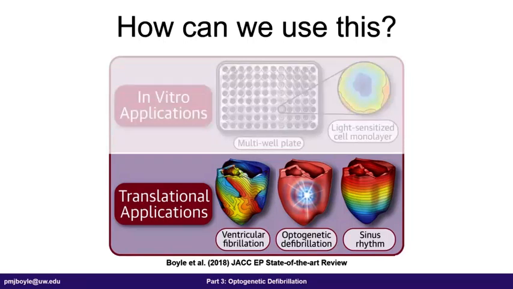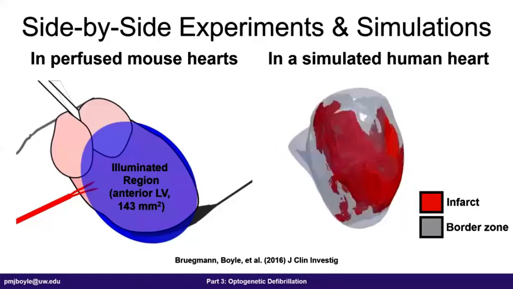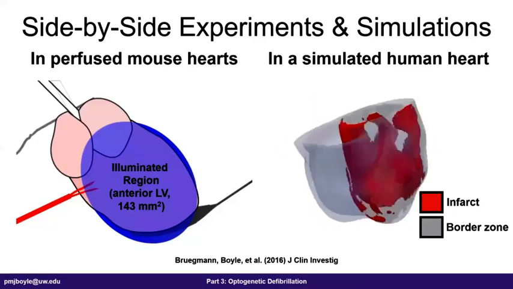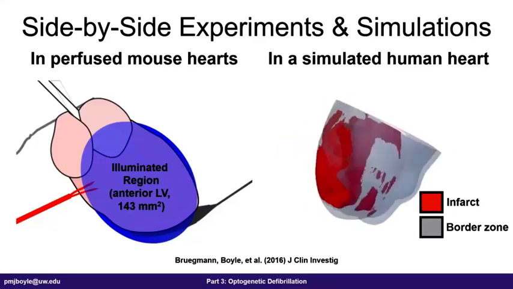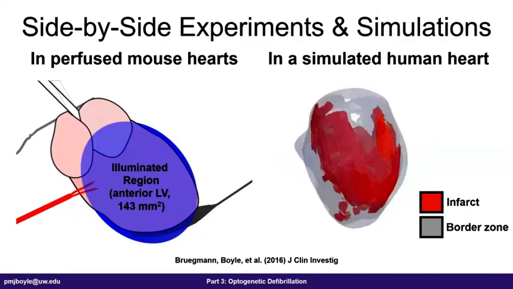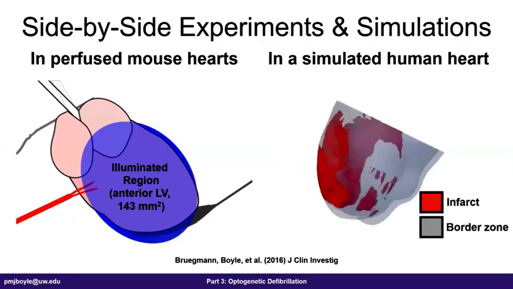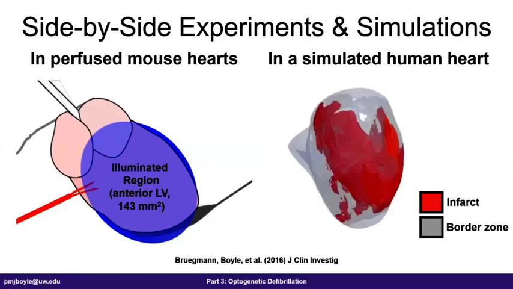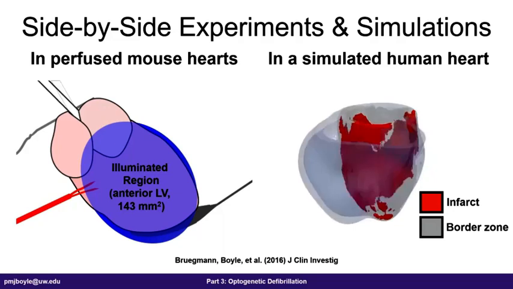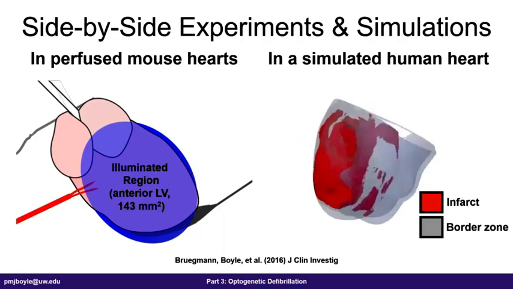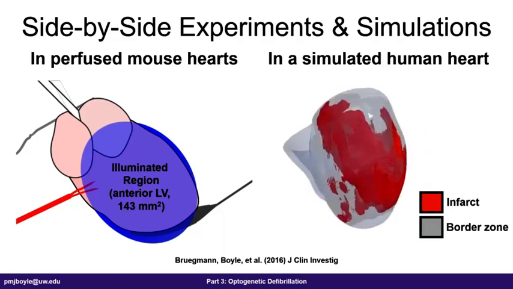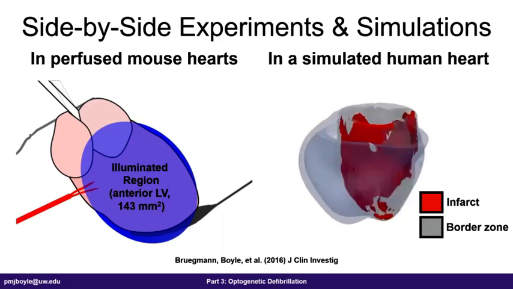My favorite is the idea that maybe someday we could defibrillate the heart with a gentle pulse of blue light instead of an aggressive electrical shock. And so we worked with Philip Sasse's lab at the University of Bonn to do side-by-side experiments and simulations. So Philip had a mouse model where he was able to induce stable and non-spontaneously terminating tachycardias in these Langendorff perfused hearts. And on our side of the ocean, we had a previously simulated human heart.